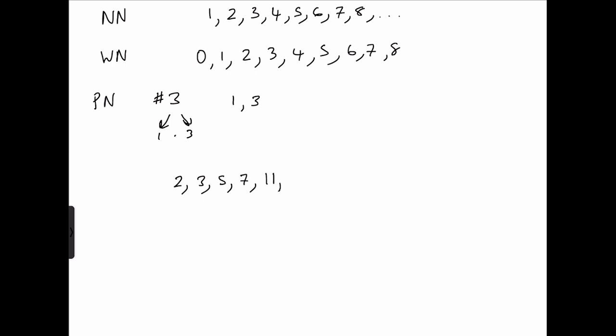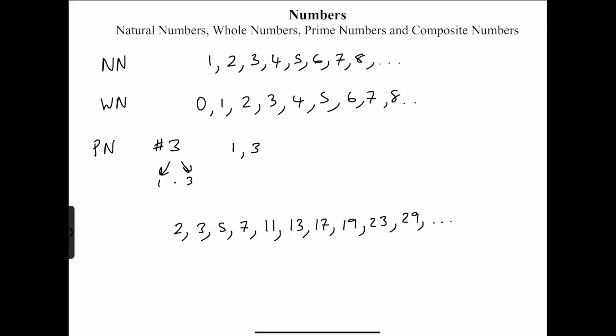We can then list out a little bit more: 29, and it goes on and on, and also these go on and on. So as always, a prime number is a number that is greater than 1 and has factors of 1 and itself.